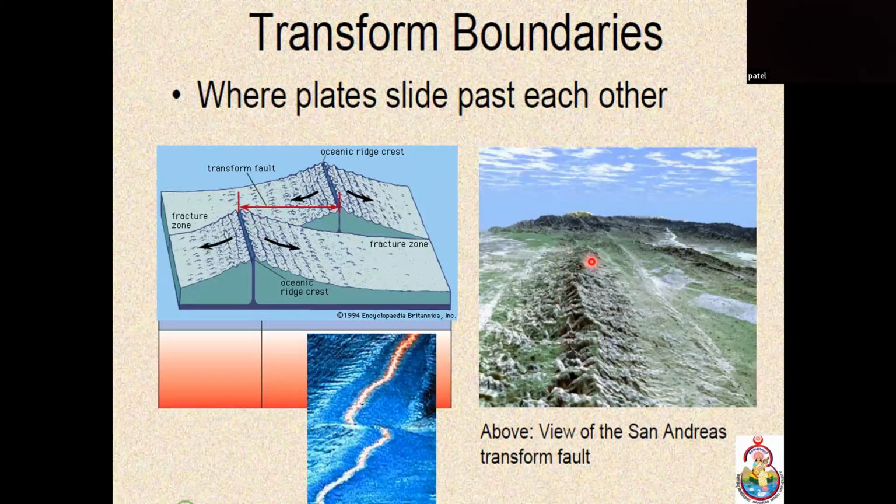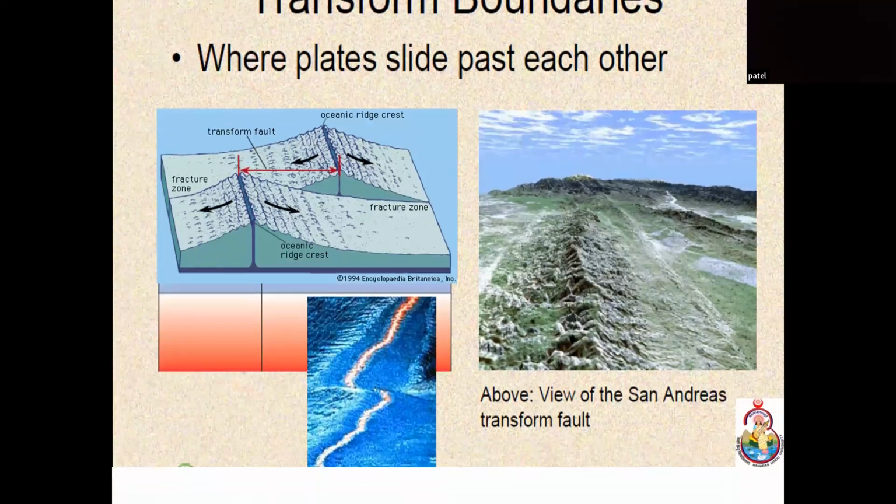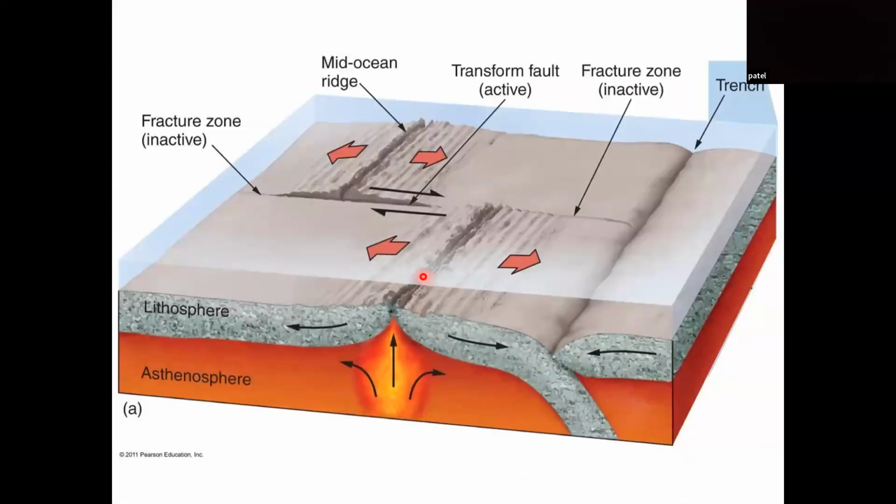Here on land, this transform margin can be observed like this. Also, this is one satellite image. We can see this transform margin, how it is displaced along this line. So this is the trace of the transform fault within the ocean. Here in another diagram I have shown how transform margins look. This is the mid-oceanic ridge. Along the mid-oceanic ridge you can see lava coming out, and new crust is formed. And here this mid-oceanic ridge is separated by a fracture, and along this fracture some movement has occurred, and that is called a transform fault.